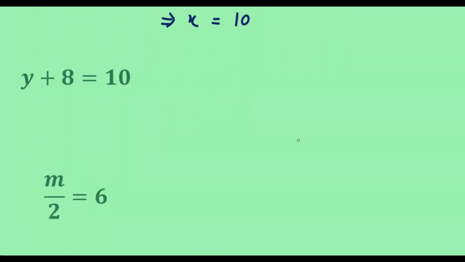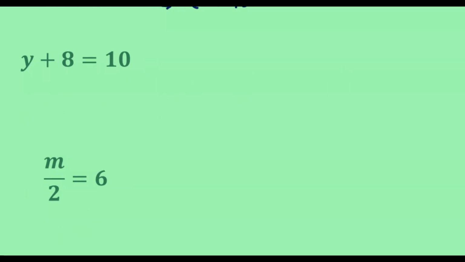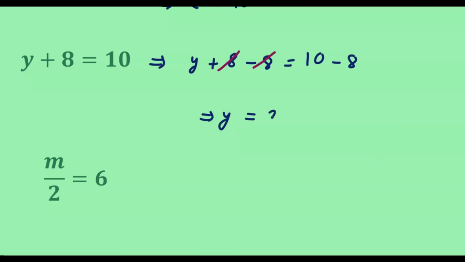Now let us have a look at the next problem. So we have y plus 8 is equal to 10. On the left-hand side, along with the variable y, we have a plus 8. And how do we eliminate that plus 8? We can do that by subtracting 8 from both sides of the equation. So we end up with y plus 8 minus 8 is equal to 10 minus 8. On the left-hand side, we can cancel out this plus 8 and negative 8. And what are we left with? We are left with y is equal to 10 minus 8, which is equal to 2. And so we have solved the one-step equation to obtain that y is equal to 2.